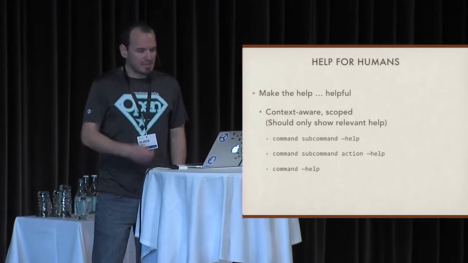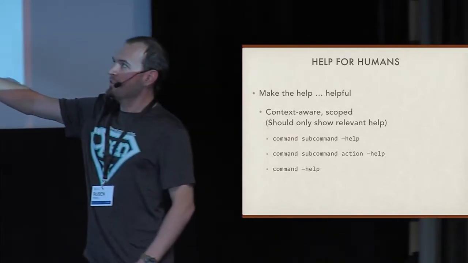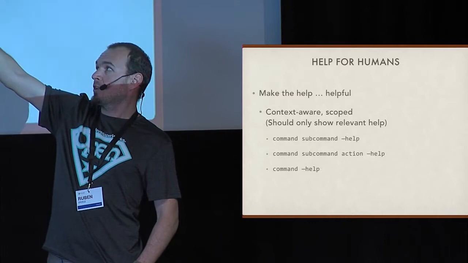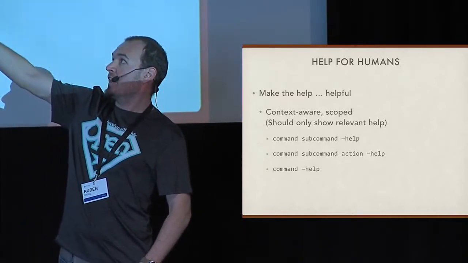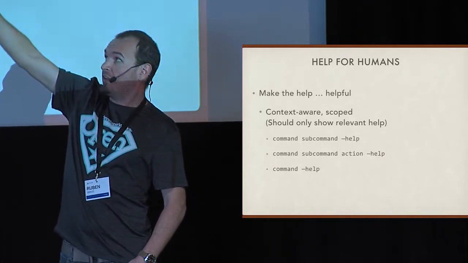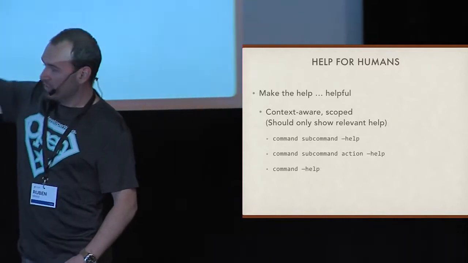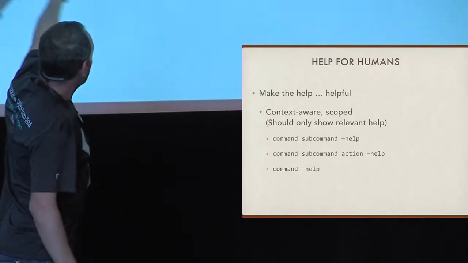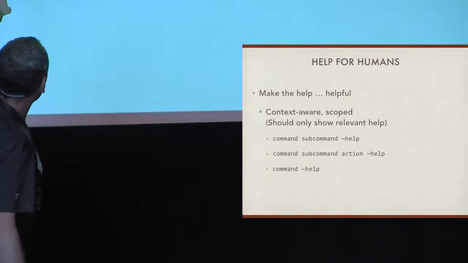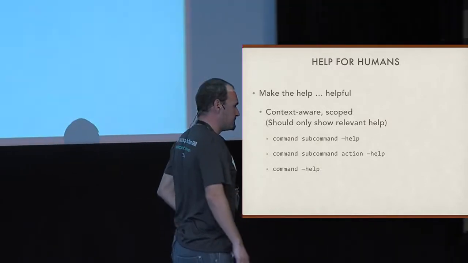So it's a matter of providing, for instance, in this first example, help that should only be about that first subcommand. And in this second instance, the help should be about the action, not about the command, whatever help is available for the action. And in this case, the command help should only go one level deep. It should not cover the action. It should only cover the list of subcommands that it supports.